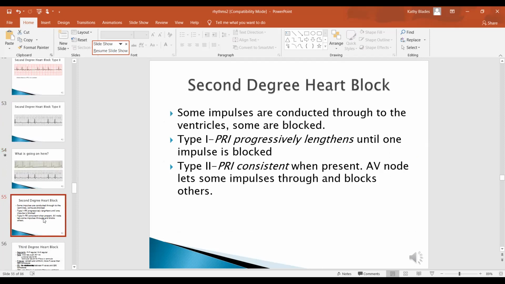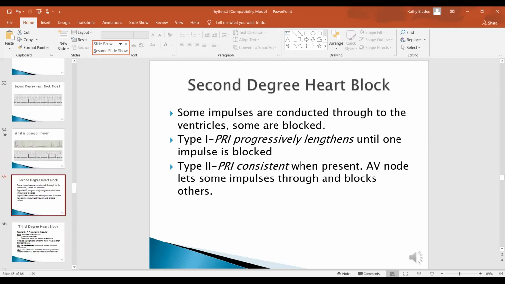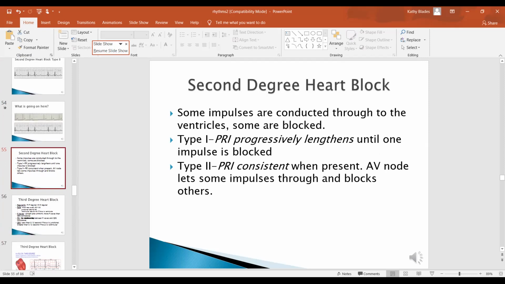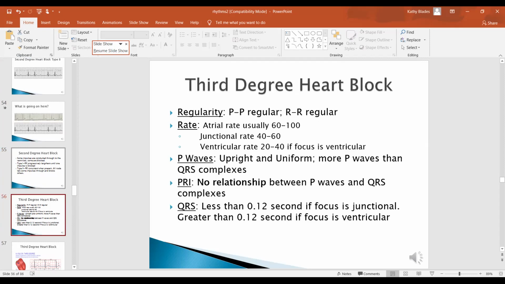So for the second degree heart block, this is the difference, right? Some impulses are conducted through to the ventricles and some are blocked. So in type 1, the PRI progressively lengthens until one impulse is blocked. And then in type 2, you have the PRI consistent when present, and the AV node lets some impulses through and blocks the others. And then we have our third degree heart block.